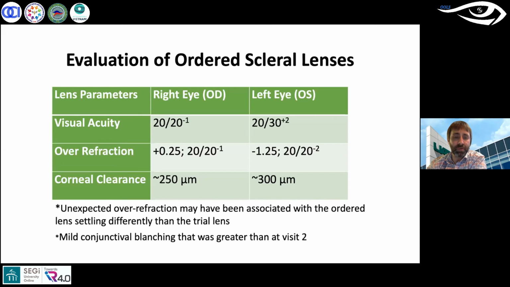The central corneal clearance was good. The left eye had about 1.25 diopters worth of over-refraction, so we had to correct for that. And we also noted in the periphery when we evaluated at this time that there was much more conjunctival blanching, meaning that the blood vessels were getting squished because the periphery was too tight. So at this point we wanted to flatten the lens. We did not send this lens home with the patient because we didn't think it was safe.